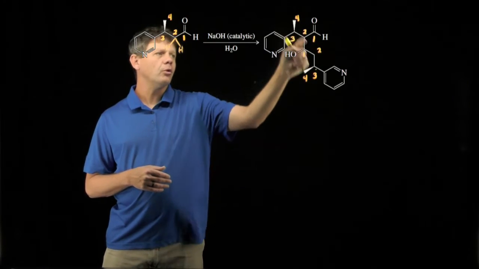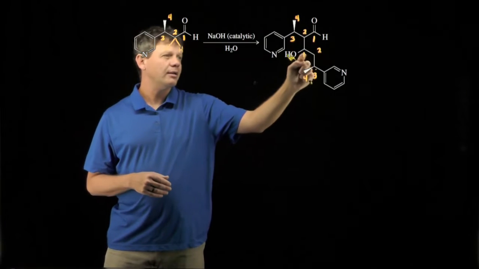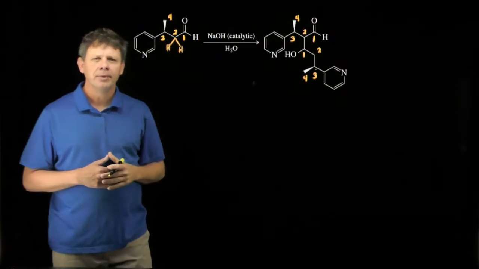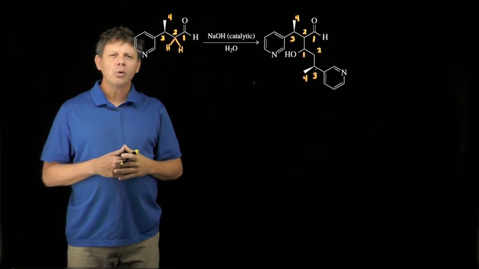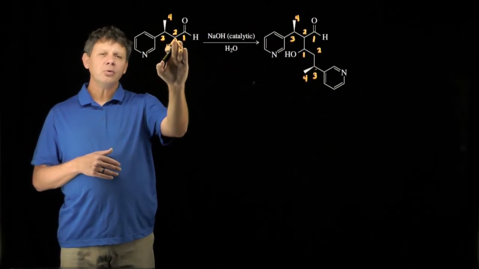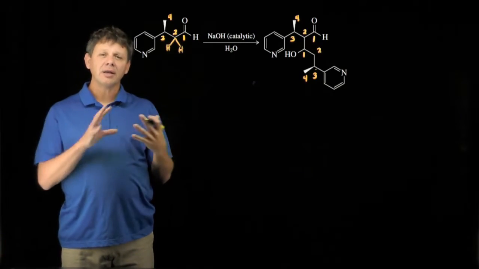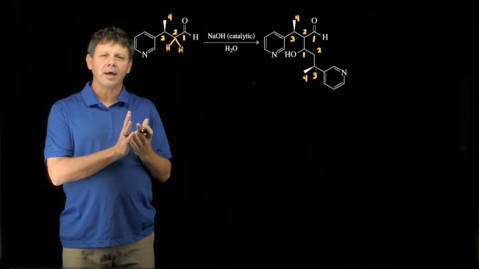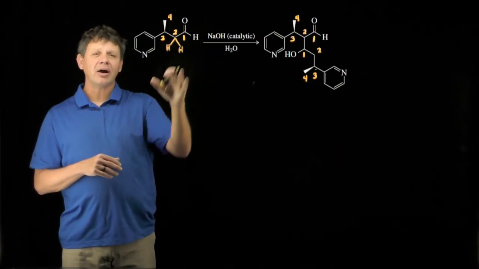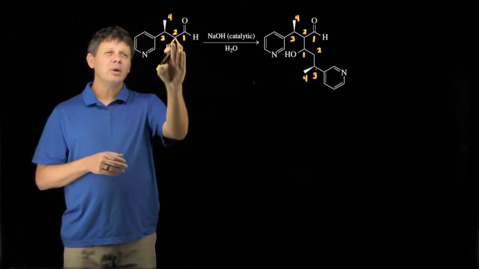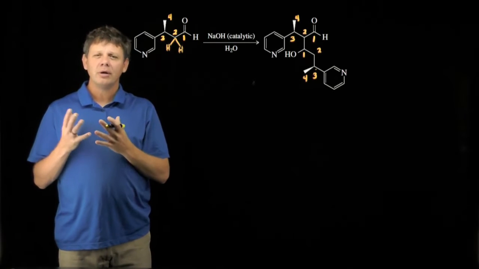places, 1, 2, 3, 4. And then when the second molecule is added, 1, 2, 3, 4. What this numbering shows us is that carbon 2 is going to attack another molecule's carbon 1. Carbon 1 as an aldehyde is electrophilic, so we need somehow to make carbon 2 nucleophilic.